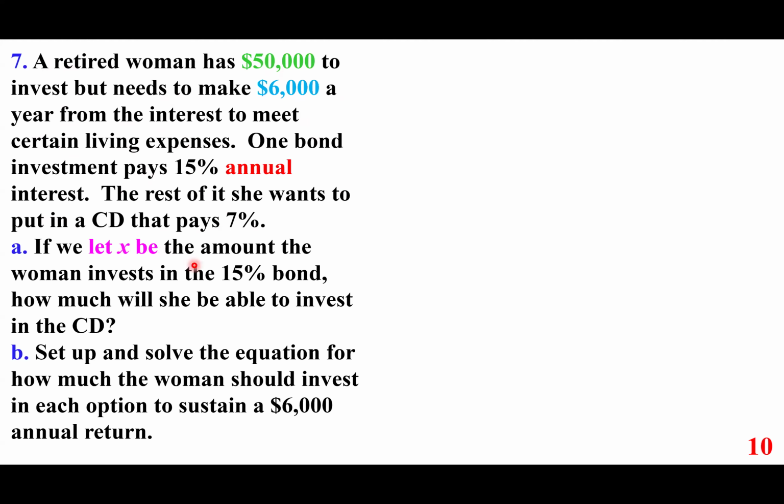If we let X be the amount the woman invests in the 15% bond, how much will she be able to invest in the CD? Set up and solve the equation for how much the woman should invest in each option to sustain a $6,000 annual return. This is an example of a question known as a mixture problem. Believe it or not, it's just like a mixture problem.